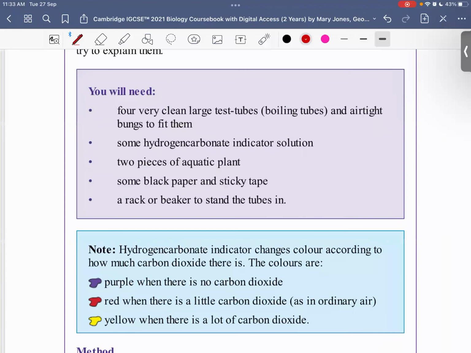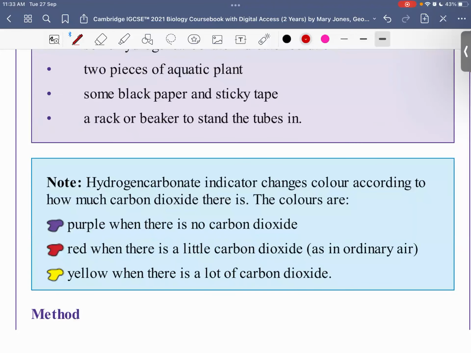Test tubes and all fine. Now, some preliminary information is given about the hydrogen carbonate indicator, which is that it's an indicator. It's not the sodium hydrogen carbonate, which we used in the previous experiment. It's a totally different thing. Don't mix this up with sodium hydrogen carbonate. Let's see how this indicator works.